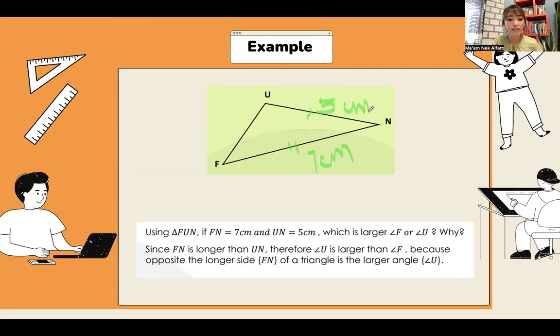So here is the explanation. Since segment FN, this one, is longer than segment UN, therefore, angle U is larger than angle F. Because opposite the longer side, which is FN, this one, is the larger angle, which is angle U. All right? So I hope this one's clear.